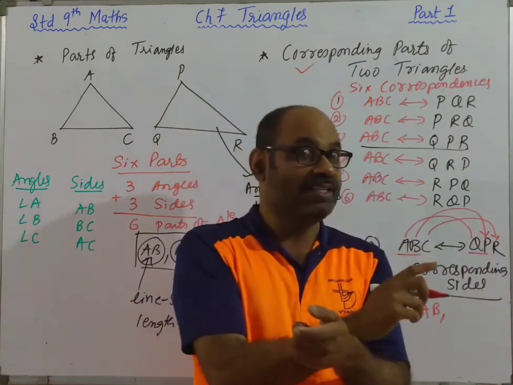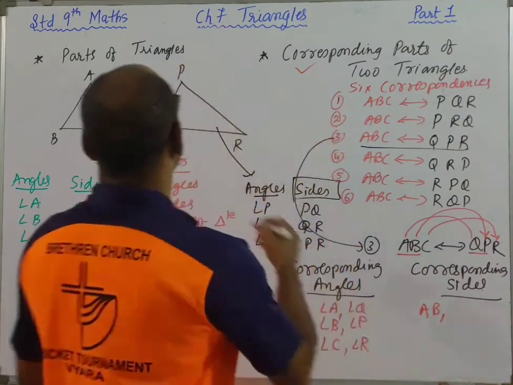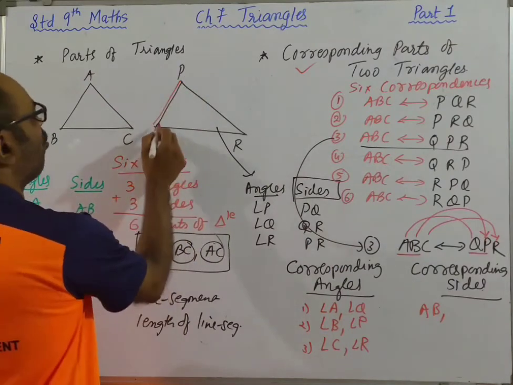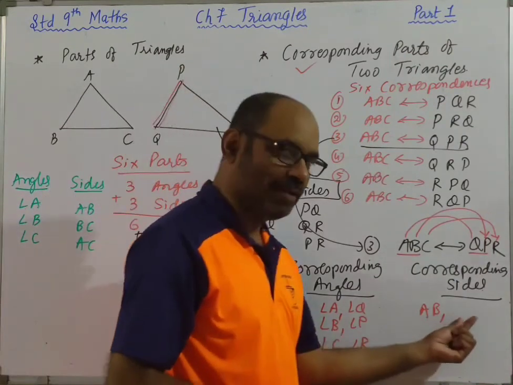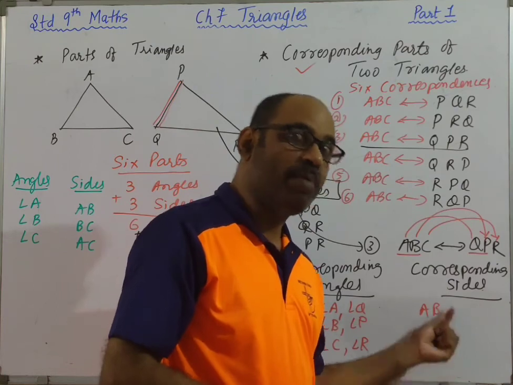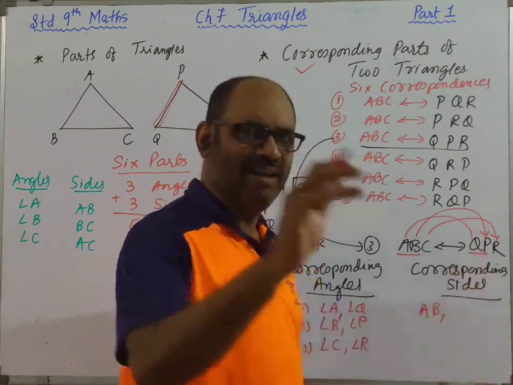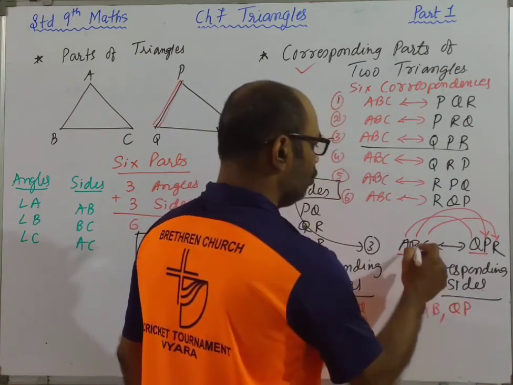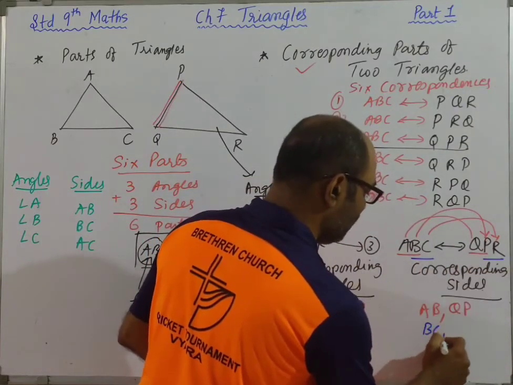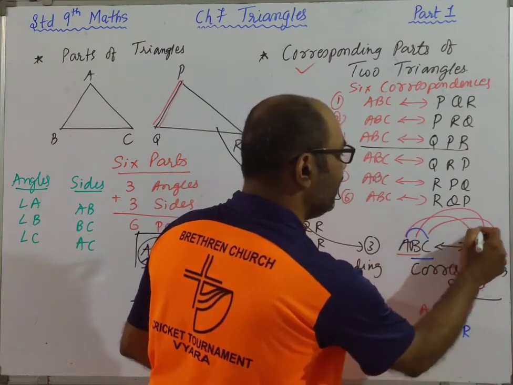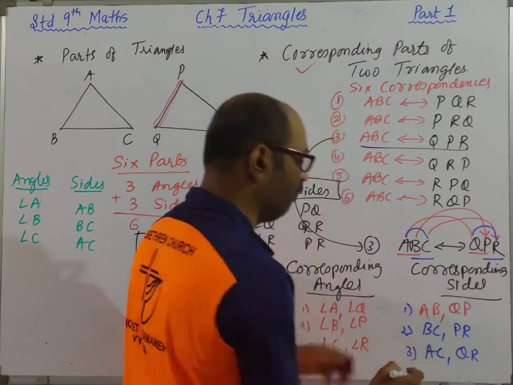Children, you can write QP or PQ. While writing, you can write either, because this is a line segment, and someone may say PQ, someone may say QP, but both are the same line segment. So I can write QP or PQ. Is that clear? There is no need to write only QP, but we will write it. QP. The second corresponding side, BC and PR. And then AC and QR. So these are three corresponding pairs of sides.